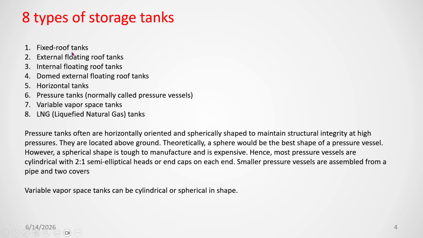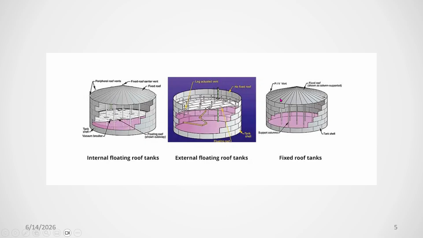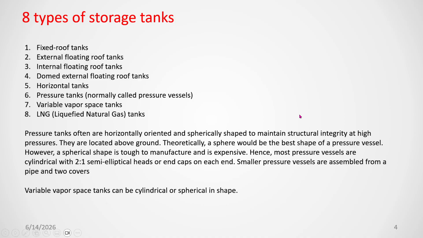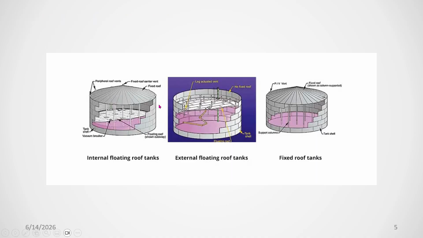That is a fixed roof storage tank. If you see the drawing, the roof is fixed, that's why it is called a fixed roof storage tank. External floating storage tank: if you see, there is external floating, there is no fixed roof, but the roof is floating. This is a floating roof. Along with the liquid, it will float upwards and downwards. There is a seal between the inner shell and the roof. It will move along with the fluid. So it is called an external floating roof tank.